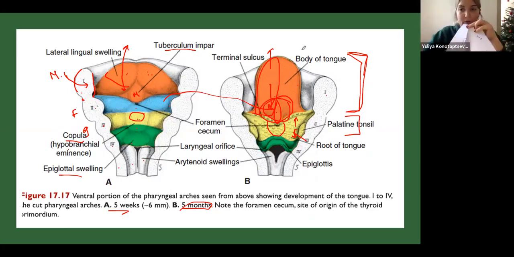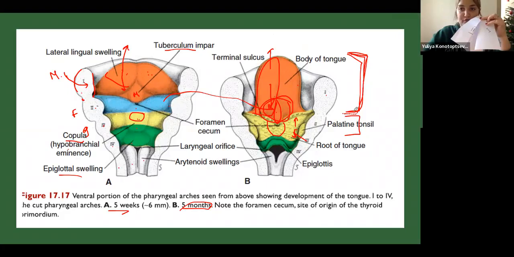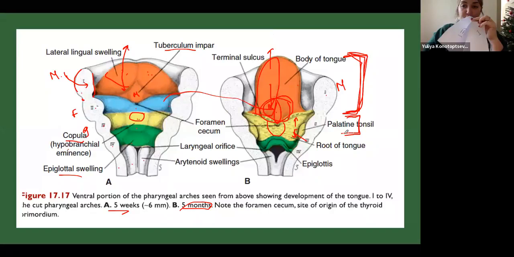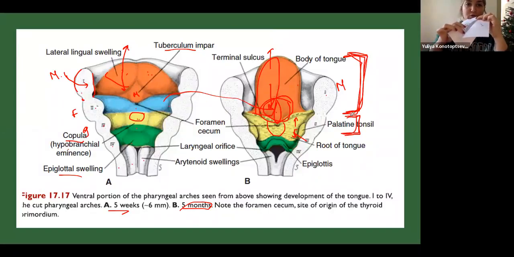So what are we talking about? The anterior two-thirds of the tongue is innervated by the mandibular, specifically by the lingual branch of the mandibular, because this is the most anterior part of the tongue. The posterior one-third of the tongue, as you can see, is made by the third pharyngeal arch, so it has to be innervated by the glossopharyngeal.